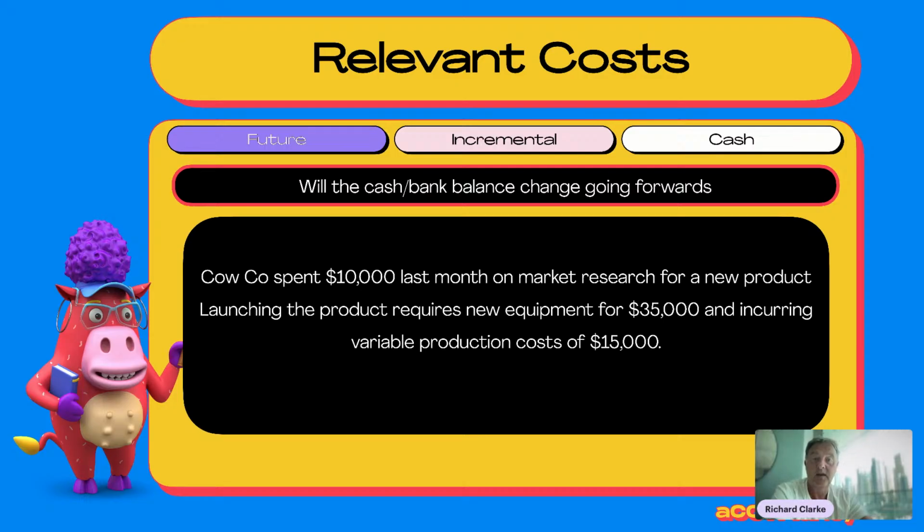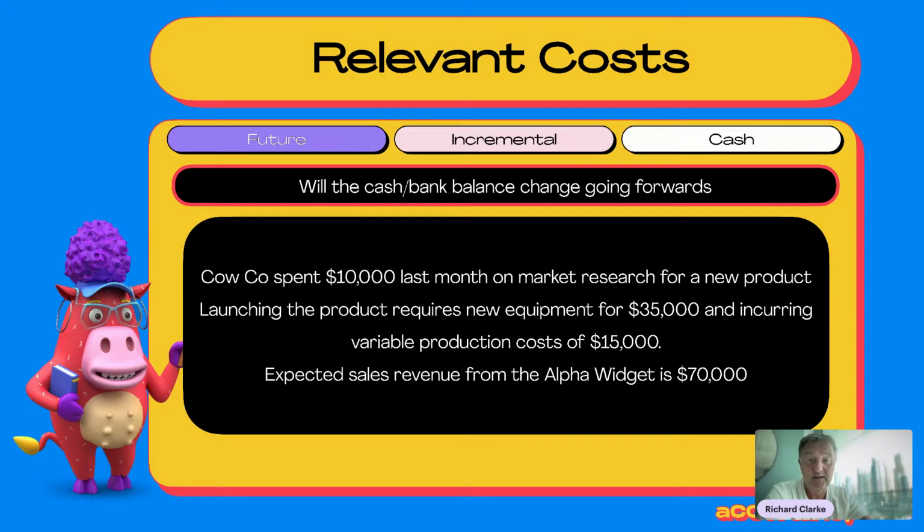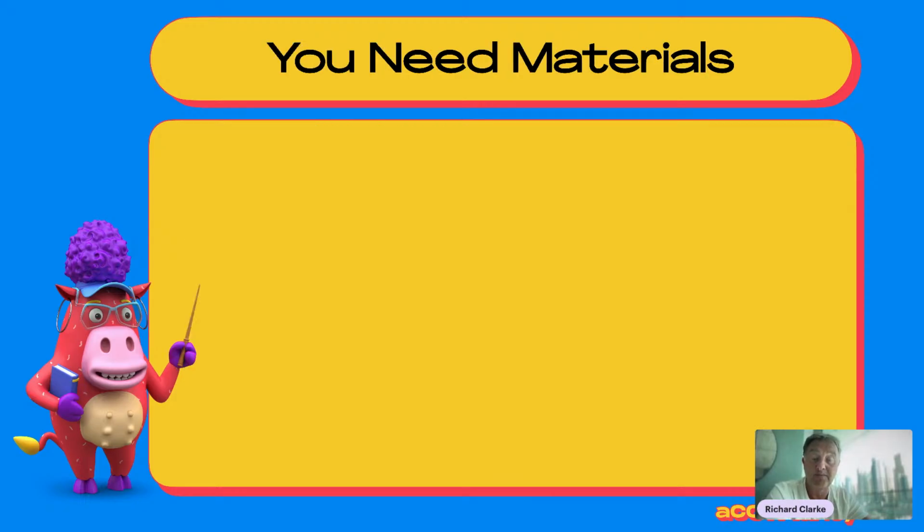What about these? Launching a product requires new equipment for $35,000. Well, that's a future cost. It's incremental, it's cash, and it incurs variable production costs of $15,000. That's a future incremental cash flow. That'll change my bank balance. So I've got $50,000 I'm going to spend out. But luckily, the examiner also tells me I'm going to get sales revenue of 70. So 70 less 50. Should I take on this project according to relevant costing? The answer, my friends, is yes, I should, because I'm making more money. But you ignore the 10,000 on market research. Nice, simple, straightforward. Hope you agree.